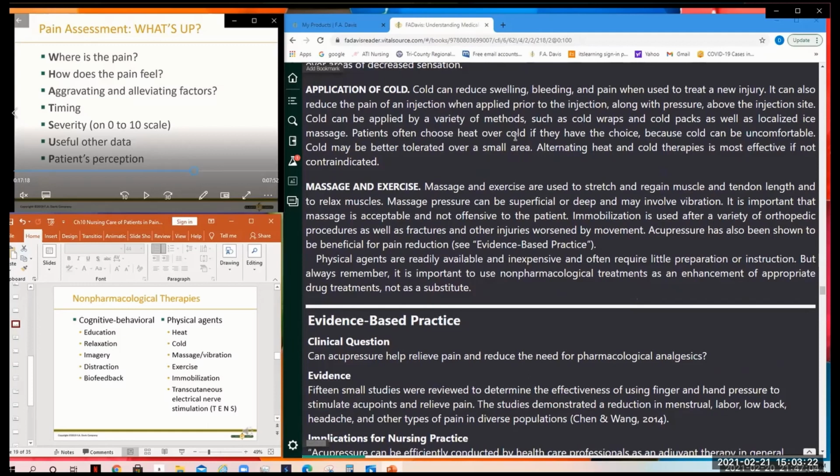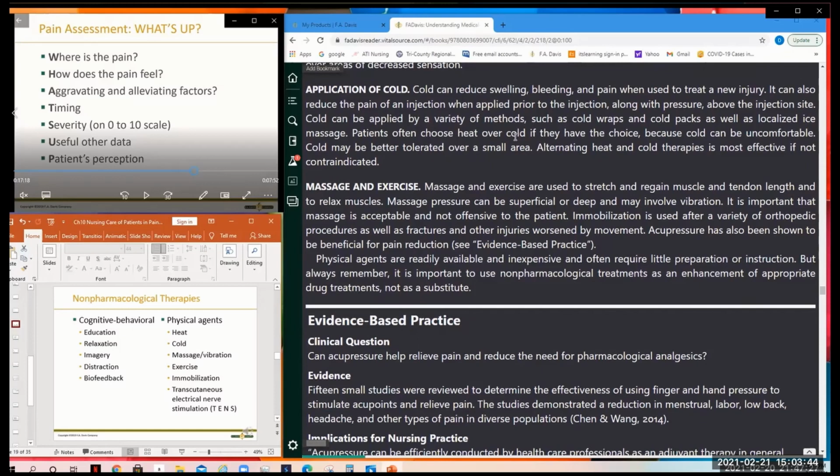Alternating heat and cold therapies is most effective if not contraindicated. Massage and exercise. Massage and exercise are used to stretch and regain muscle and tendon length and to relax muscles.